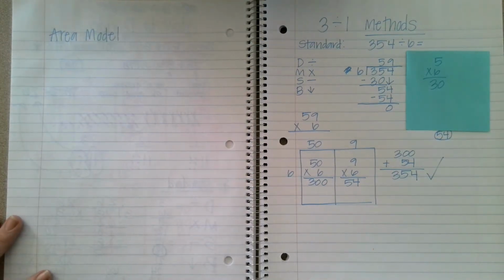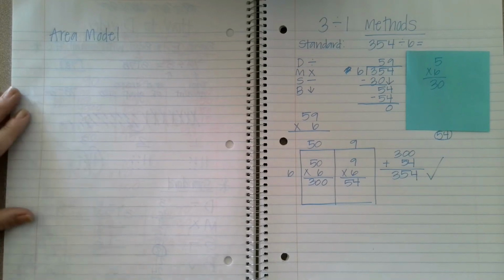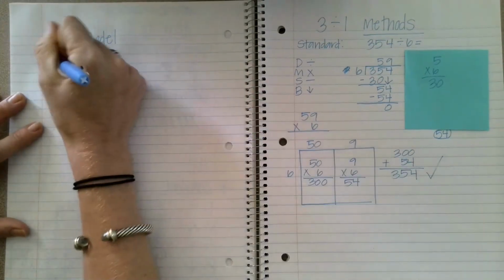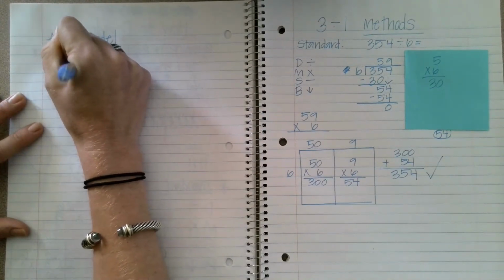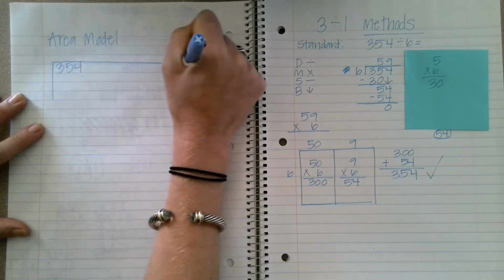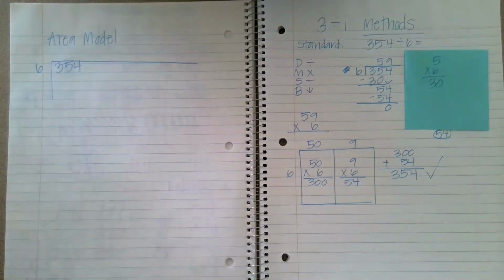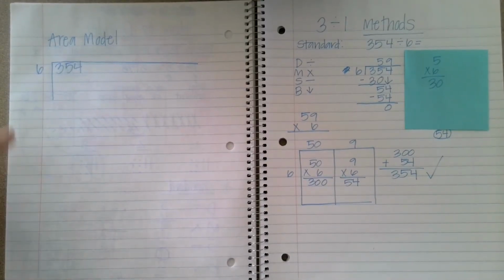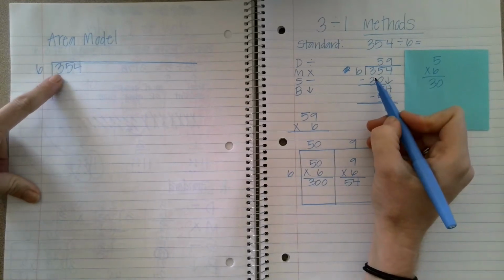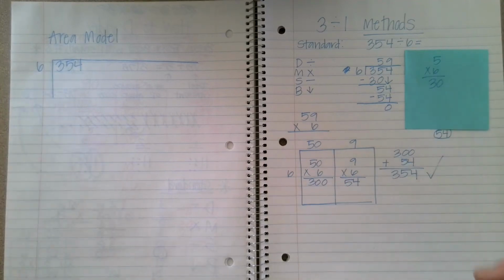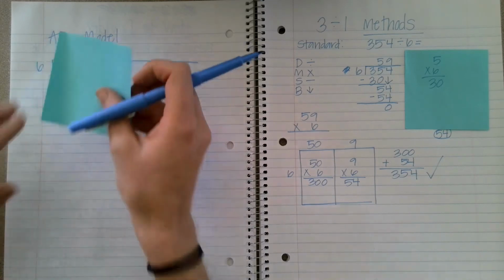Okay, so let me explain to you how you're going to do this. What you're going to do, if we're doing the same exact problem, you're going to put 354 there. Okay, so let me see if I can make it a little bit clearer for you. So, just as before, I have 354 in the box, and then I have 6 on the outside. I'm going to get another sticky note. This way might help you a little bit more.